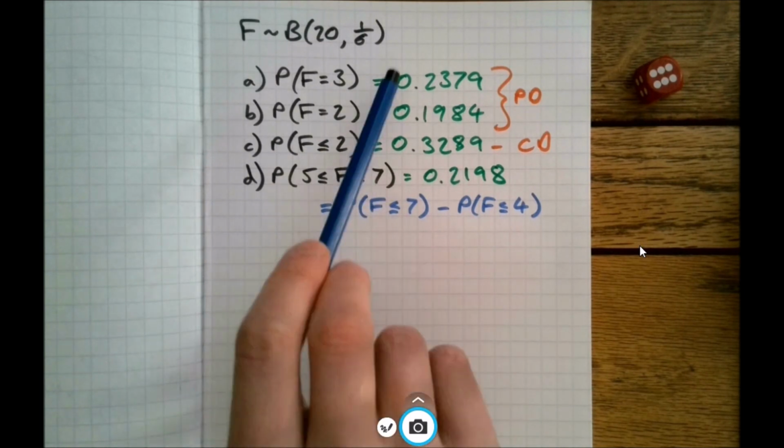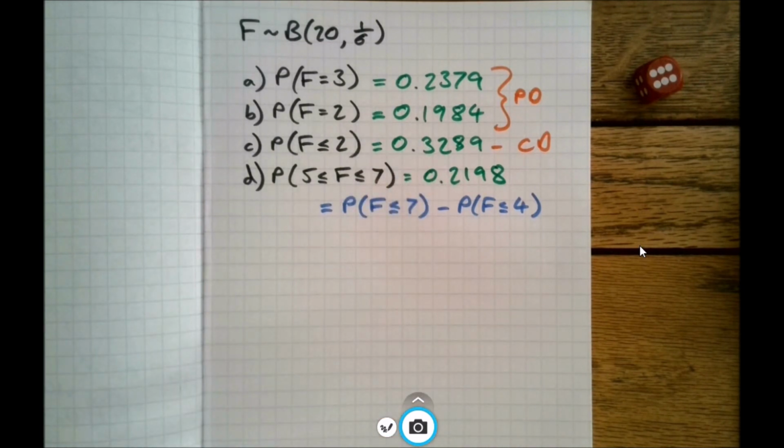If you didn't get these values and feel like you need a bit more practice, just go back to your Year 12 textbook and there'll be a good exercise in there in order to practice finding these binomial probabilities. So let's move on now.